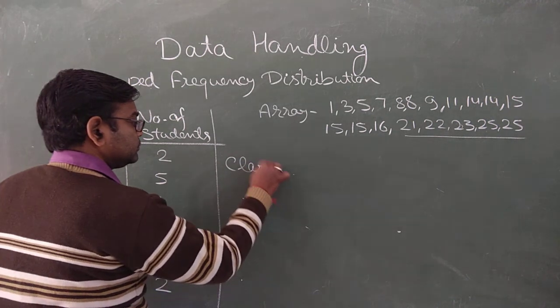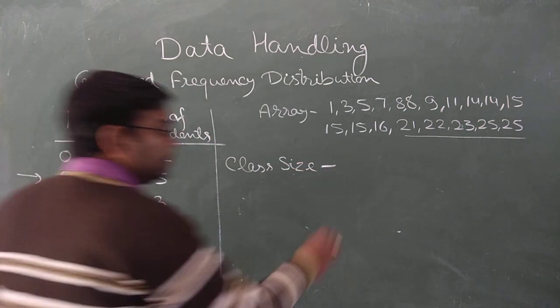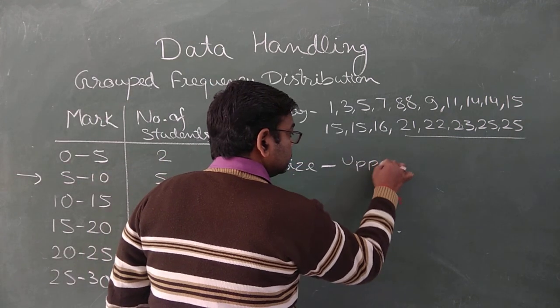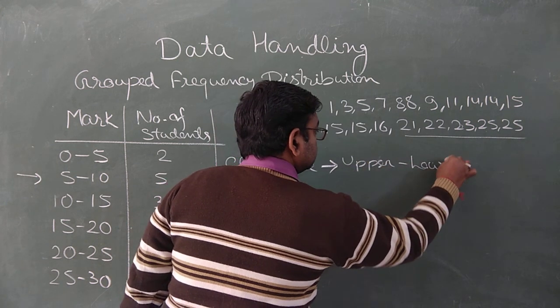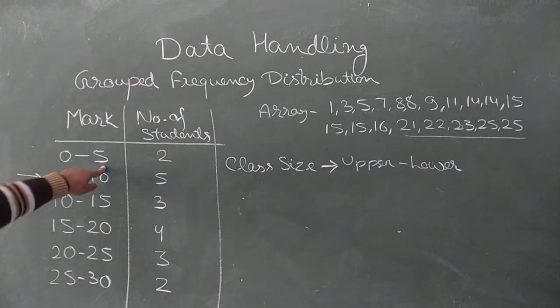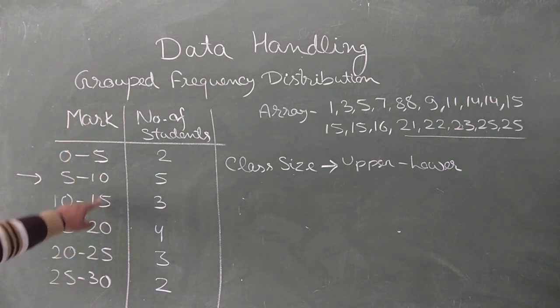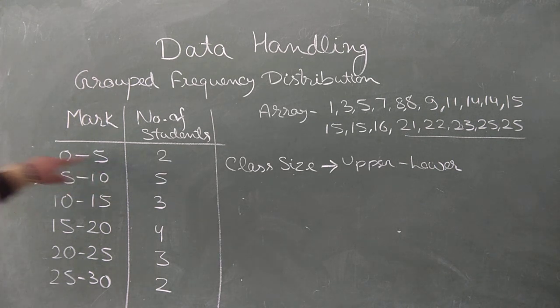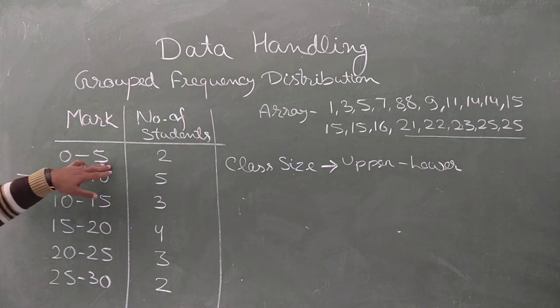Class size is the difference between upper value minus lower value. So what is the upper value? This data is your upper value, this is your lower value. All the data written on the right hand side of this class is the upper value of the individual class. 0 to 5 is a class, 5 to 10 is a class. What is the class size? The difference, 5 minus 0, that is the lower value.